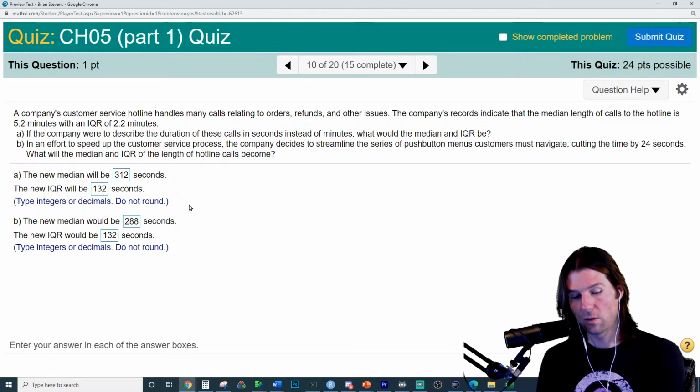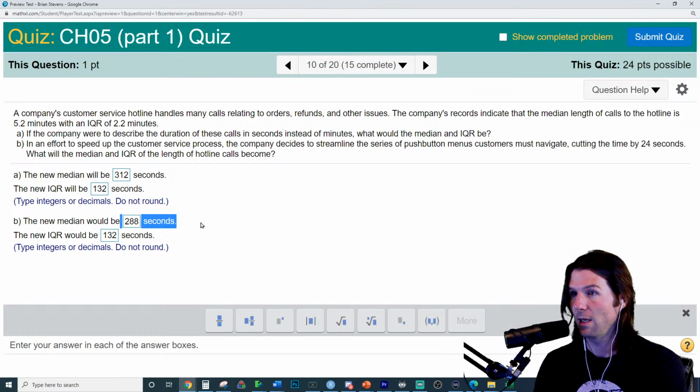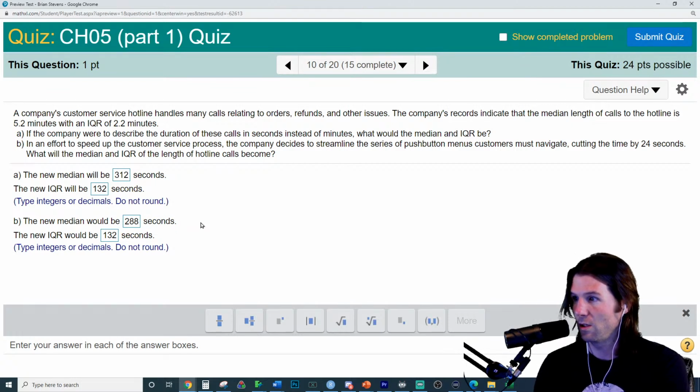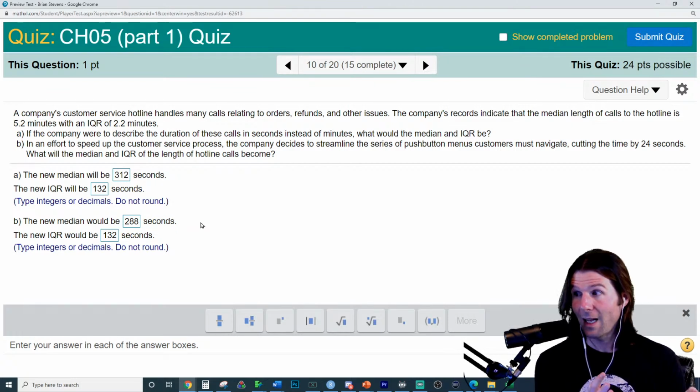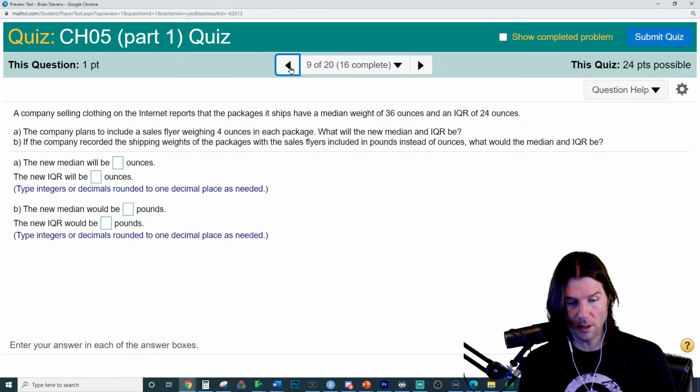We got it. This is a measure of spread right here. They're not changing the spread of the distribution. They're just changing the center, and so that's what's going to change. They're just shifting it over. They're making them faster. They're not changing the variation within the process. Kind of a good theoretical question. I like it.